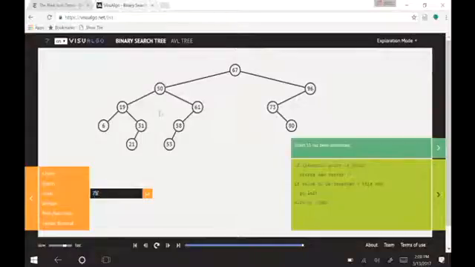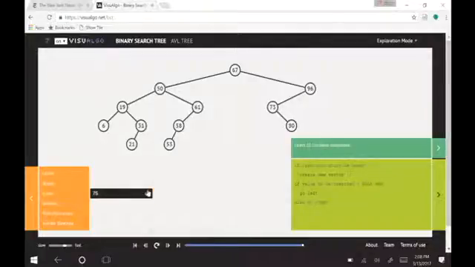I don't know where 75 goes, but it has to be in 67's right subtree, right? It has to go in 96's left subtree. It has to go in 73's right subtree. It has to go in 80's left subtree, and oh, look, there's a spot for it. So that's where it's going to go. Is that clear for everybody?